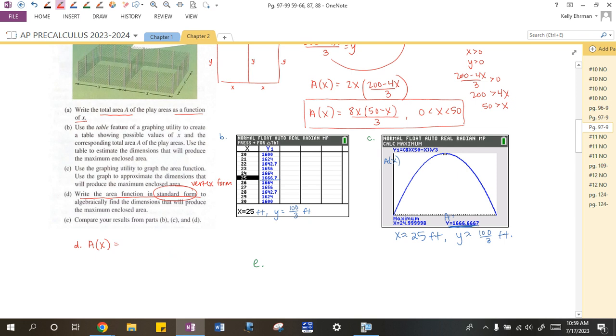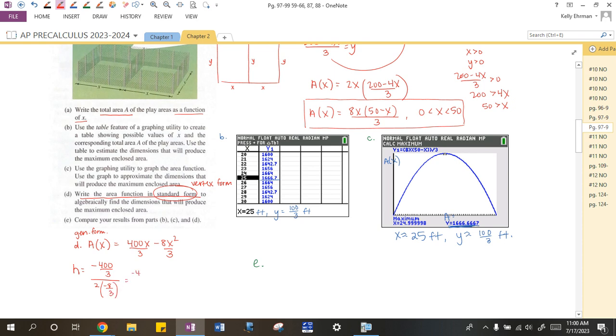Okay, 8 times 50. So 4 times 50 was 200. So 8 times 50 is 400x. 8x times negative x is minus 8x squared. Each of those is divided by 3. So if you're going to do the vertex formula, remember you need to have this in general form first. And then the vertex formula says h is the opposite of b divided by 2 times a.